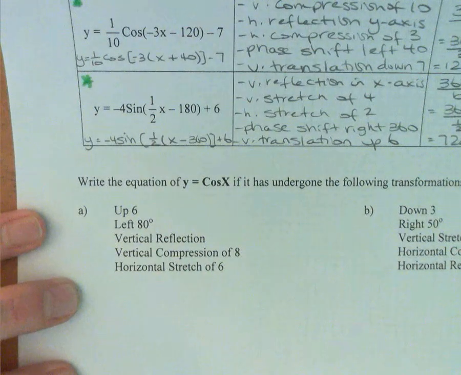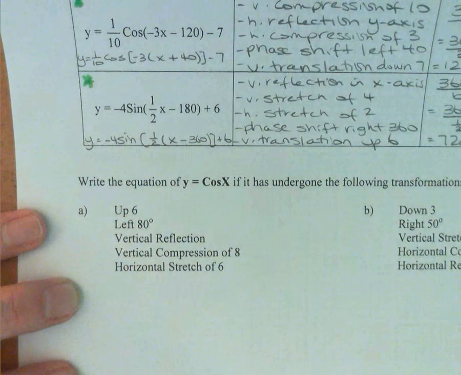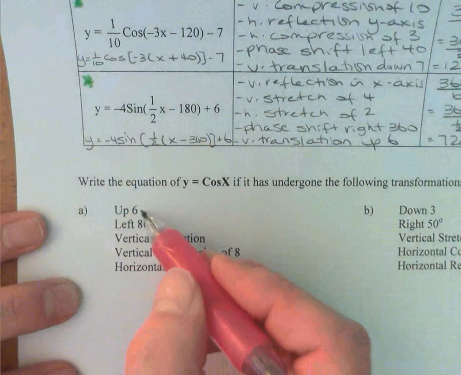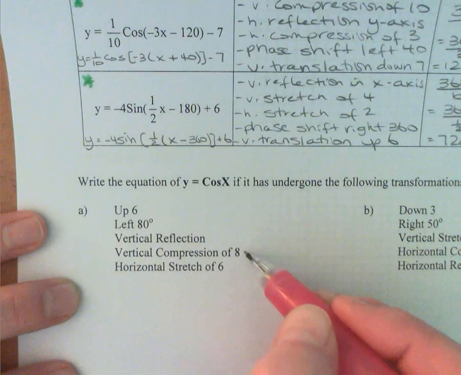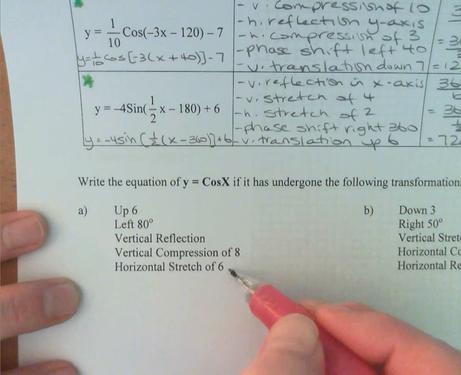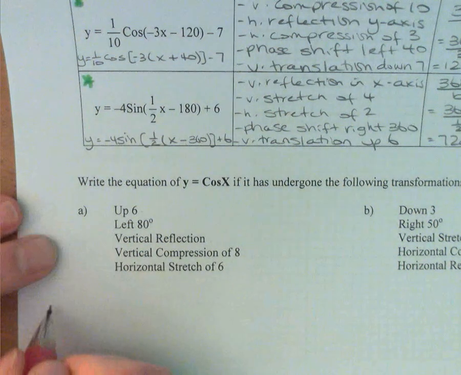If I look at these, it wants me to do a cosine equation that has undergone these following transformations. So we're going to go up 6, left 80 degrees. There's a vertical reflection, vertical compression of 8, and a horizontal stretch of 6. So I'm going to put all these together.